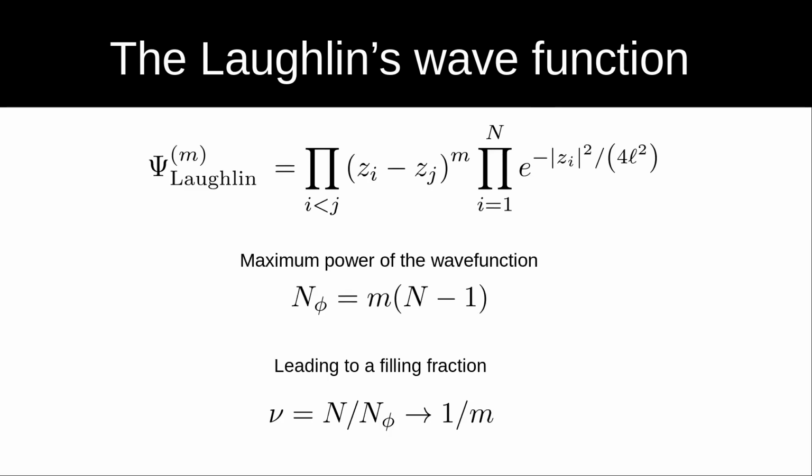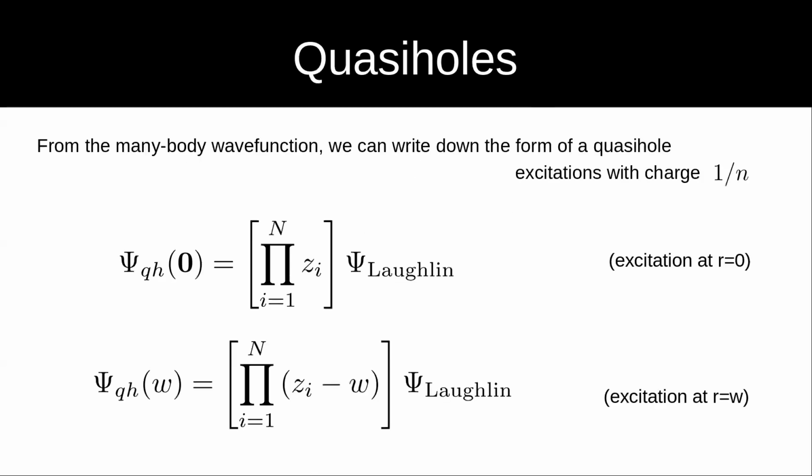There's something very important to notice about this wave function. If you make the product of all the terms that you have in the wave function, the maximum power of the wave function is m times (n minus 1). And this maximum power gives rise to a filling that is smaller than 1, the fractional filling 1 over m.